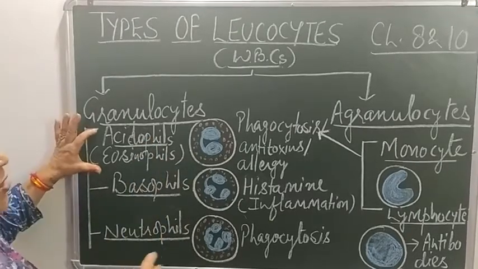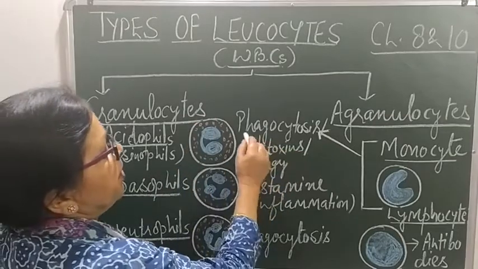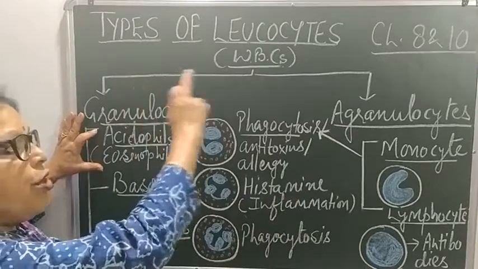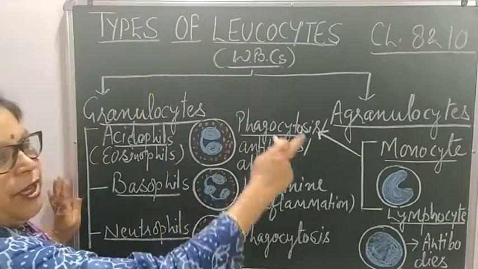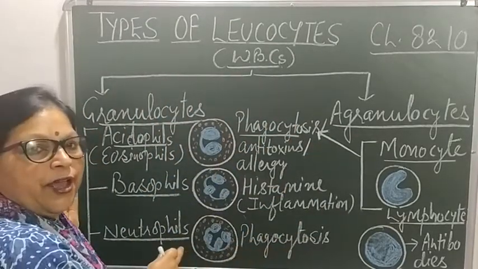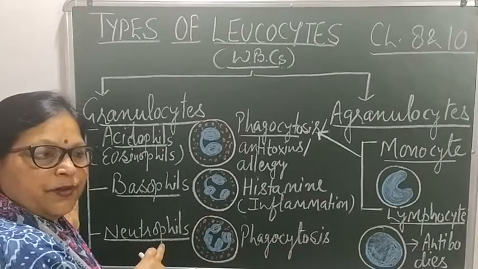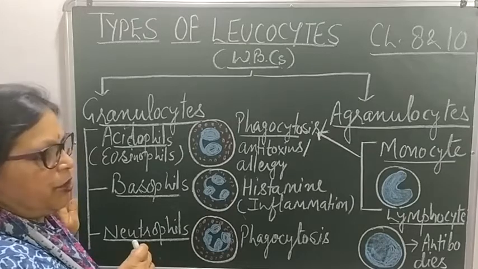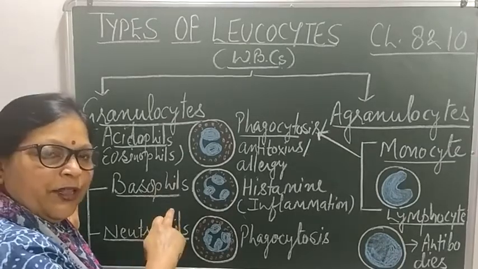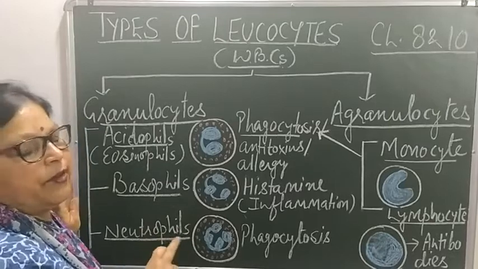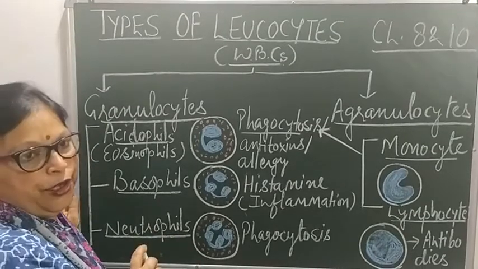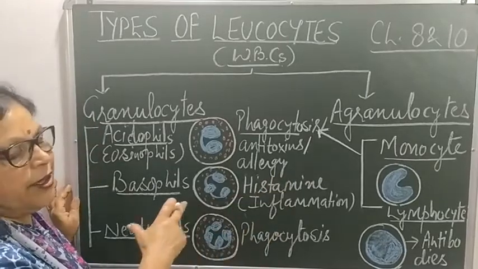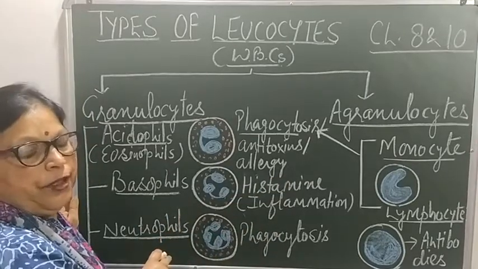Now acidophils, what is their function? They eat germs. Basically all 5 leukocytes protect our body against germs, especially bacteria or any kind of germ which invades the body. They protect the body against germs, and in this way they provide immunity to the body. So mainly the common function of these leukocytes is protection.